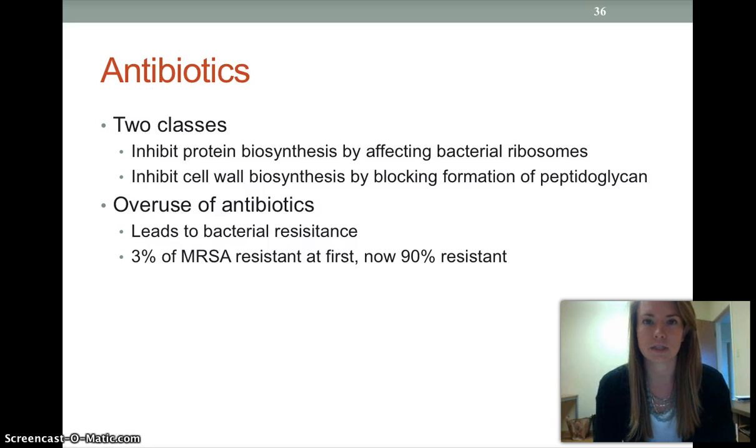There's this disease called MRSA, which is a kind of staph infection. And when we first discovered it, only 3% of MRSA was resistant to antibiotics, and now 90% of MRSA strains are resistant to antibiotics, so that's pretty dangerous.